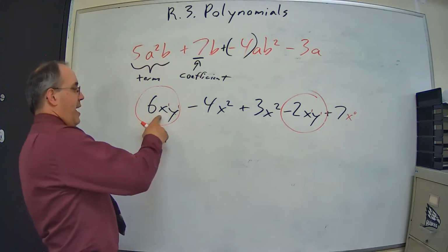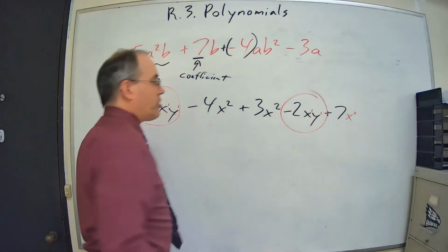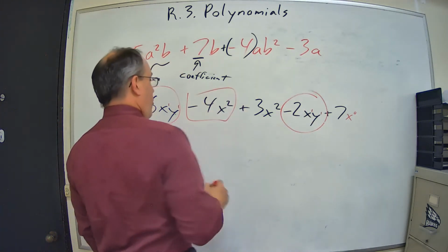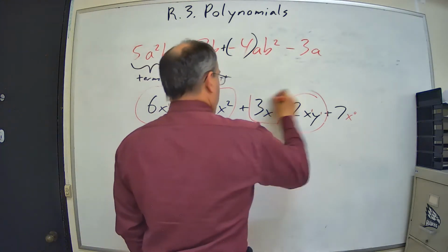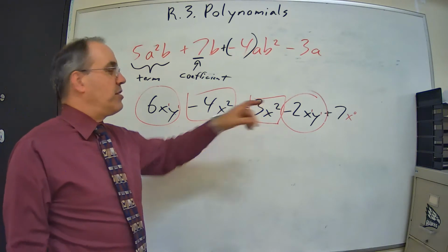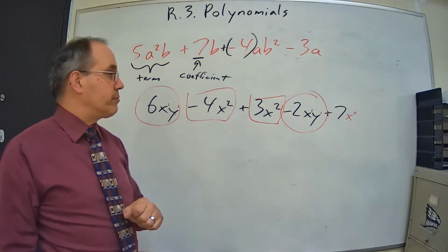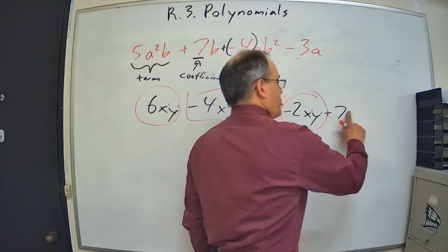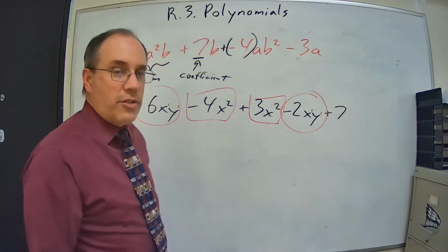So I see that I've got xy, xy, those are like terms. You can also see that I have negative 4x² and 3x². Those are like terms. X raised to the 2, x raised to the 2. And then we have our constant term over here. Let me get this out of the way just so it doesn't confuse things. So that's our constant term.